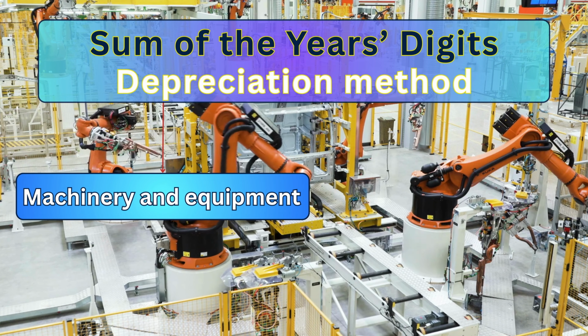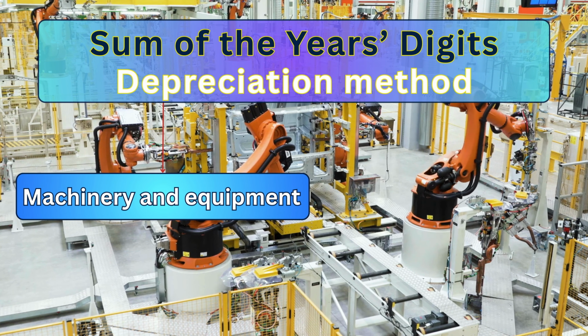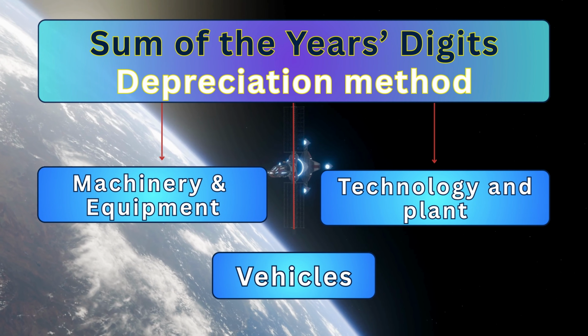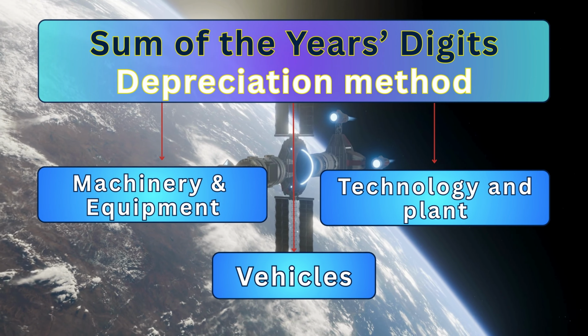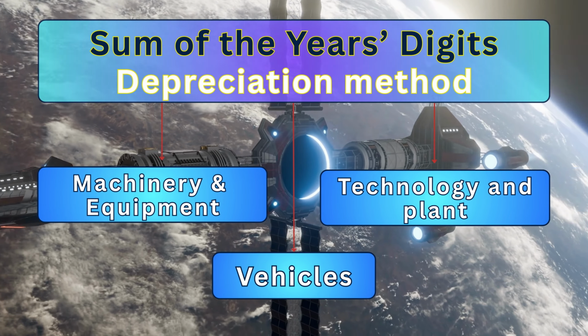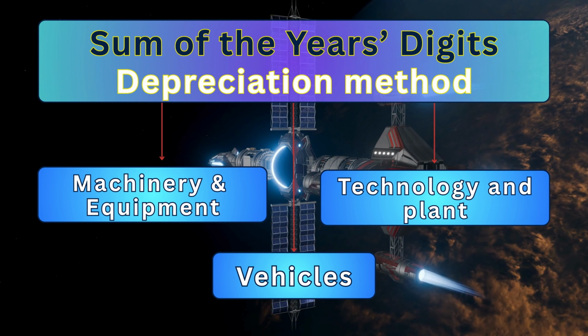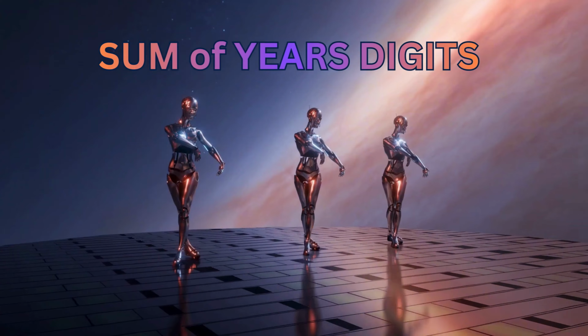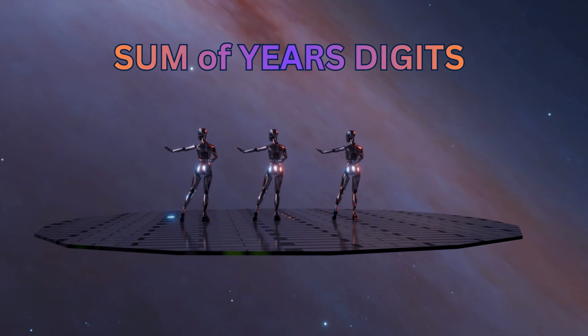Assets commonly depreciated using sum of the year's digits are machinery and equipment, vehicles, technology and plant that become less efficient over time. When an asset is new, it is usually more efficient, experiences fewer breakdowns, and generates higher output. Let's now see how this depreciation method works in practice using a full numerical example.